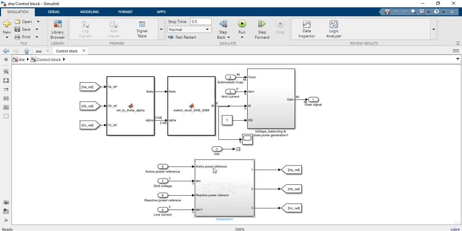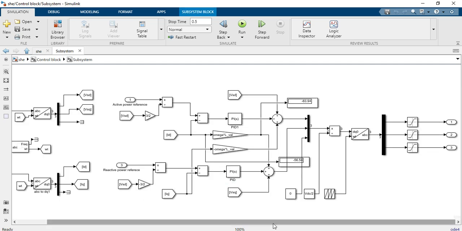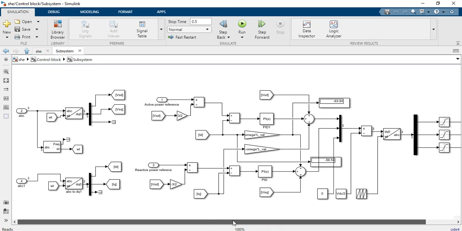So here, this is the control system. In the control system, you can see that the power reference, grid voltage, reactive power reference, and line current go into this block. So this block controls the active and reactive power using the conventional theory. And this conventional theory is based on the VD, VQ, ID, IQ terms, where cross coupling is there.